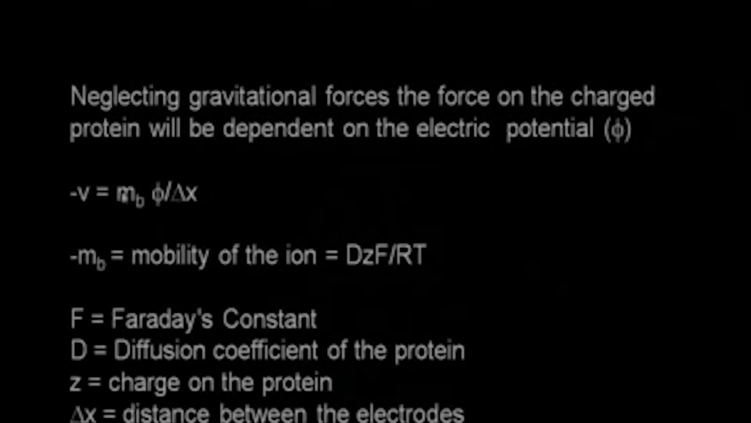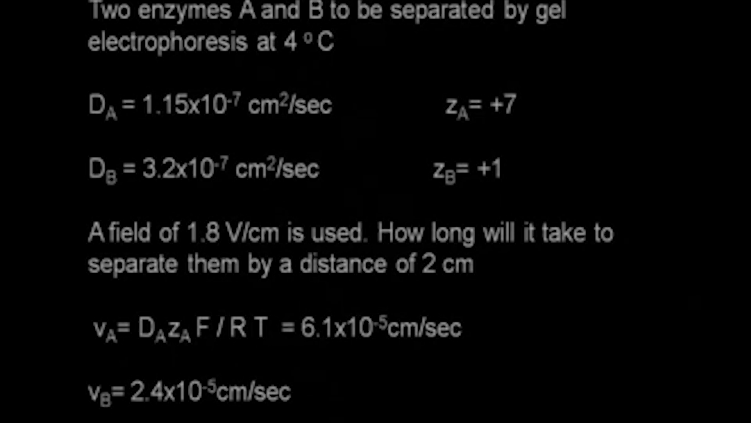Now the simple equation. So, you have velocity, we have the mobility, we have the electric potential or the force we apply divided by the delta x. Such a simple equation we make use of and calculate what should be the time required to separate these two proteins by 2 centimeter apart.